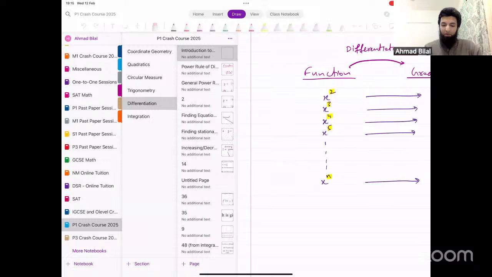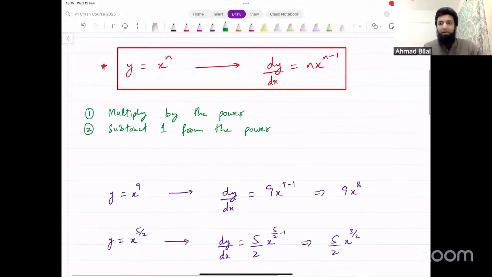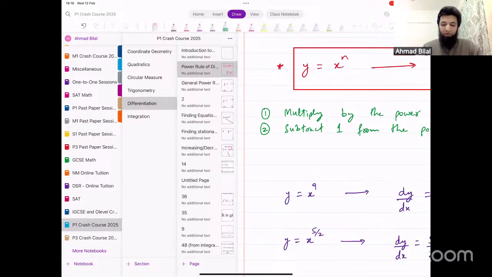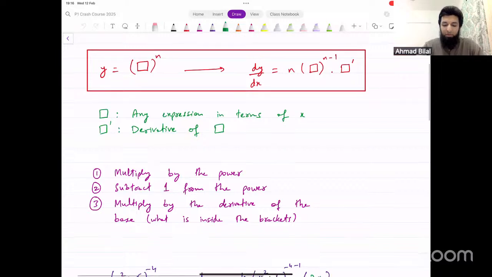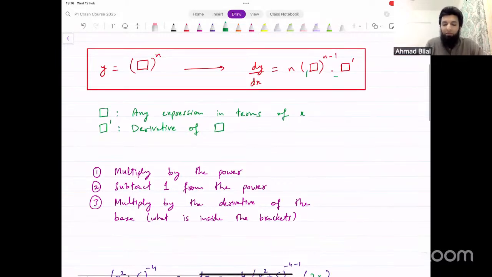In paper 1, you've done this power rule, right? X raised to power n. How do you differentiate that? n x raised to power n minus 1: multiply by the power, subtract 1 from the power. You've done this rule in paper 1. And you have done this general power rule as well. If you have anything raised to power n, what do you do? You multiply by the power, subtract 1 from the power, and then you also multiply by the derivative of whatever is the base of the power, right?